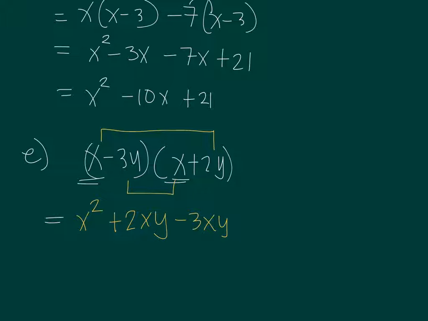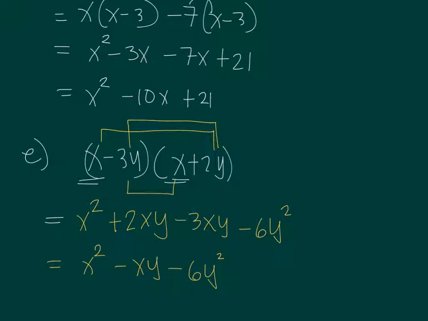And then the last terms, so minus 3y and 2y. So minus 3y, or negative 3y, times 2y is negative 6y squared. And then combine like terms or similar terms. X squared is just x squared. 2xy minus 3xy. So 2 minus 3, so that's negative 1. So negative 1xy or negative xy. And then minus 6y squared. Okay, so that's the expanded form of x minus 3y times x plus 2y.